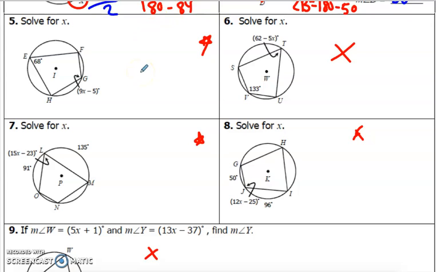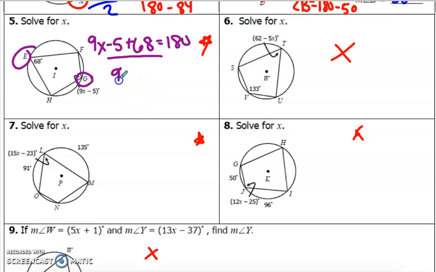So looking at number 5, they gave me the measurement of E and G. And so I know that opposite angles are supplementary. So I'm going to go back to my knowledge, kind of like a linear pair. So I'm going to say this equation plus this equation has to equal 180. So very similar to a triangle, very similar to a linear pair. When you do this, you're going to combine your like terms. And so 68 take away 5 is going to be 63. So drop down 9x plus 63 equals 180.